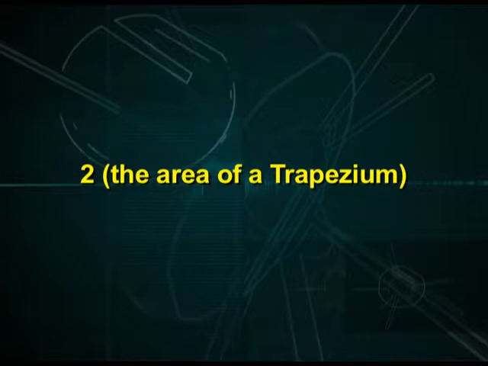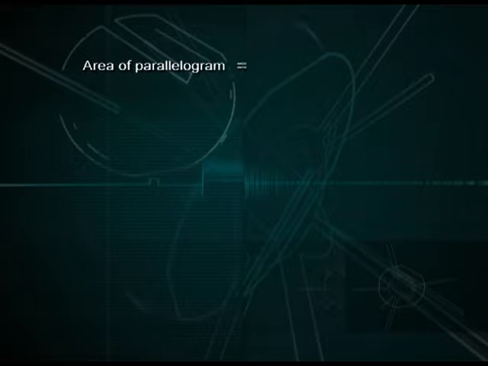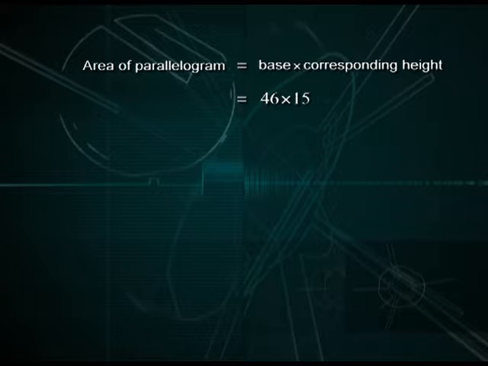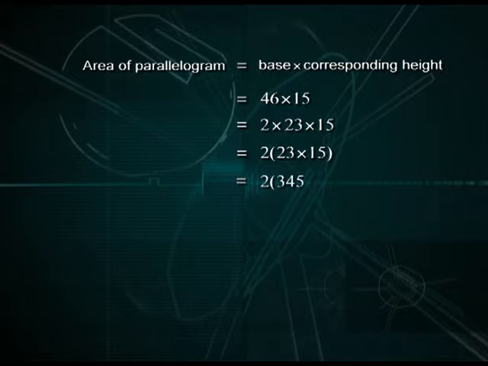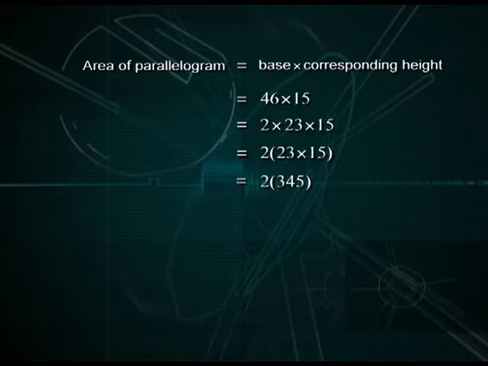Now, let us see whether the area of the parallelogram comes out to be twice the area of the trapezium. As you can see, the area of a parallelogram is base into corresponding height. Base is a plus b, which comes out to be 46, and height is 15. And we can see that it comes out to be 2 into 23 into 15, which is twice 345. And 345 is nothing but the area of the trapezium. So, we can see that the area of a parallelogram is nothing but twice the area of a trapezium.